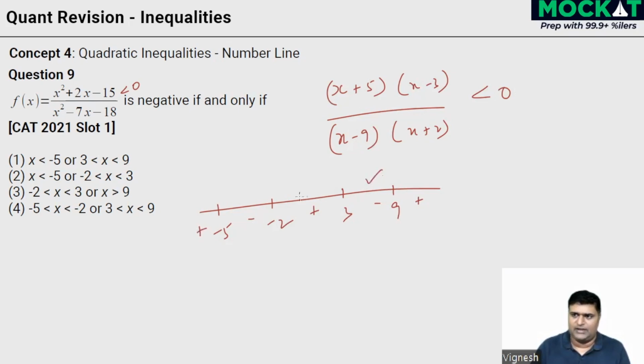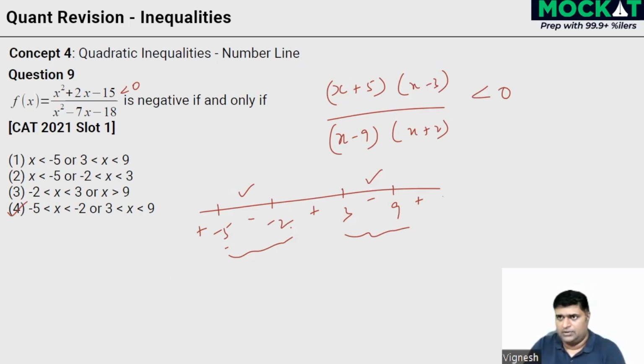I want only the negatives. Minus 5 to minus 2 and 3 to 9. I mean 3 to 9, right? This is just minus 9. Right, so minus 5 to minus 2 and 3 to 9 is there in option 4, right? So option 4 over here becomes the answer.